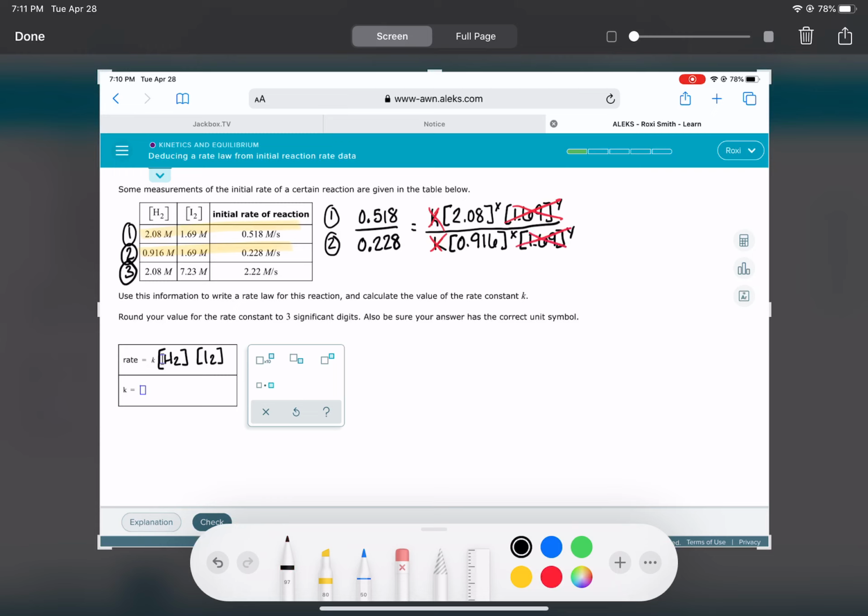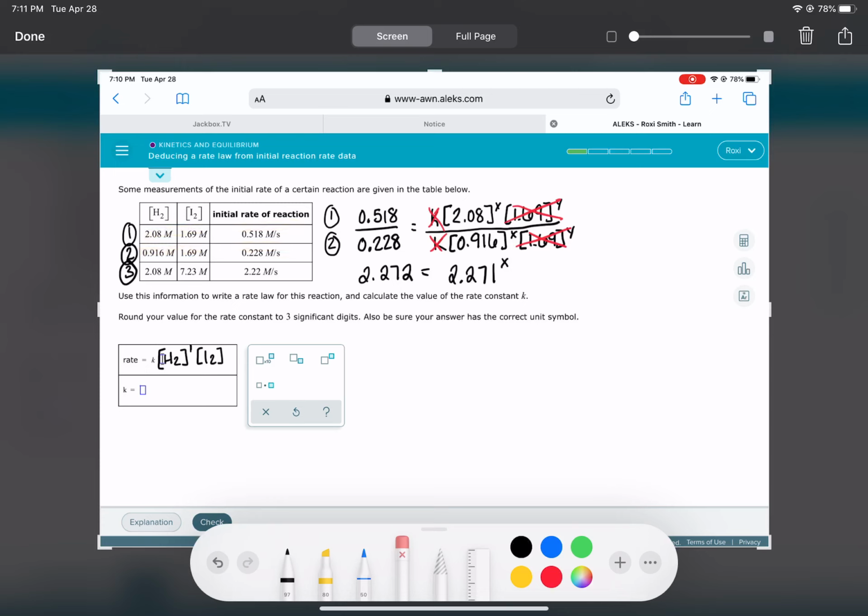Do the math on what we have left. 0.518 divided by 0.228 is 2.272. And on the other side of the equal sign, 2.08 divided by 0.916 is 2.271. So that's 1 to the x, so we know that our x is a 1. We've got that part figured out.